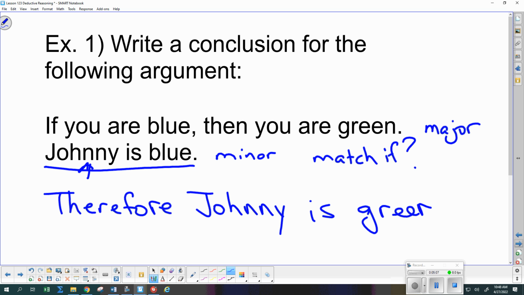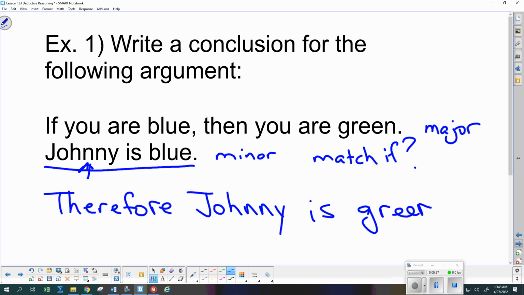Does that one make sense of what we're doing? Not does the blue and green part make sense here on Earth, but does what we're doing make sense: we have an if-then, we have something, does it match the if? Then we talk about that same specific one, but it has to match the then part. Any questions with that one?